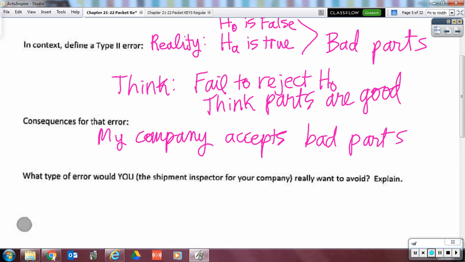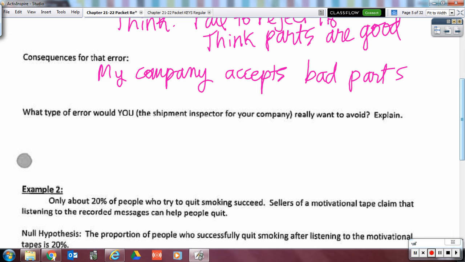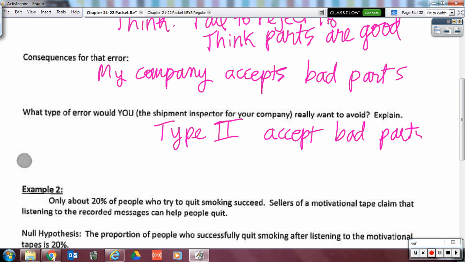Then you're putting these bad parts into your cars, and you've got some lawsuits coming. Okay? What type of error would you, the shipment inspector at the docks, really want to avoid? You want to avoid type 2, because if you have a type 2 error, you accept bad parts. That's bad. You could lose your job. If you got brake parts and you think they're good and they're really bad, you get all these lawsuits and that kind of thing.